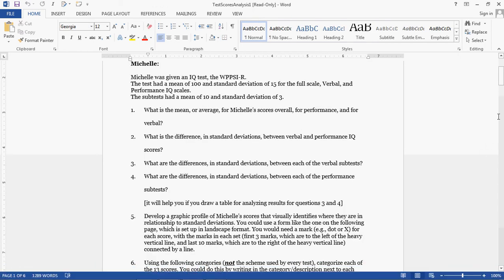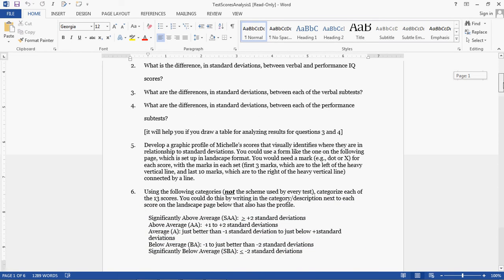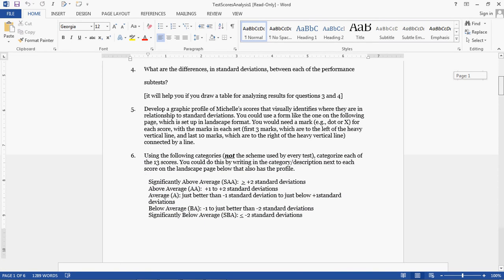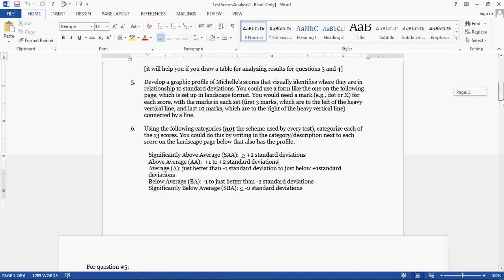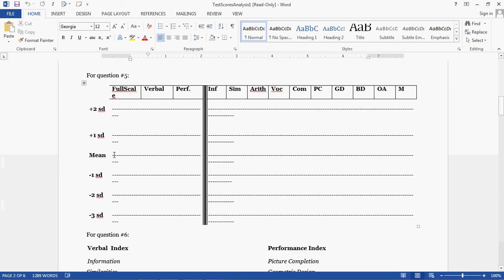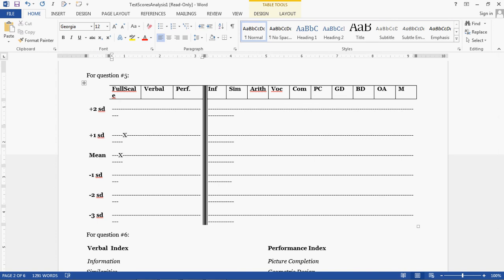So now let's keep going. Develop a graphic profile of this information here. So this is another way we look at scores sometimes. So I wanted you guys to practice this. So where did the full scale score fall? Was it exactly on the mean? In which case I might put an X here. Was it 1 standard deviation? Was it between 1 and 2? In which case I might put an X here. Same thing for verbal. Where was it? For each one.